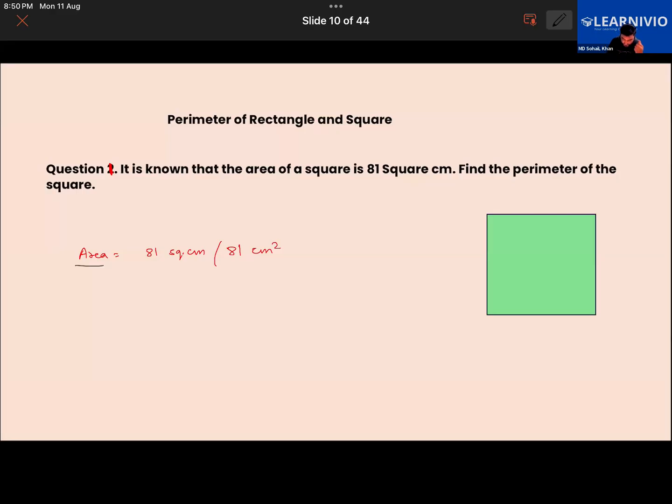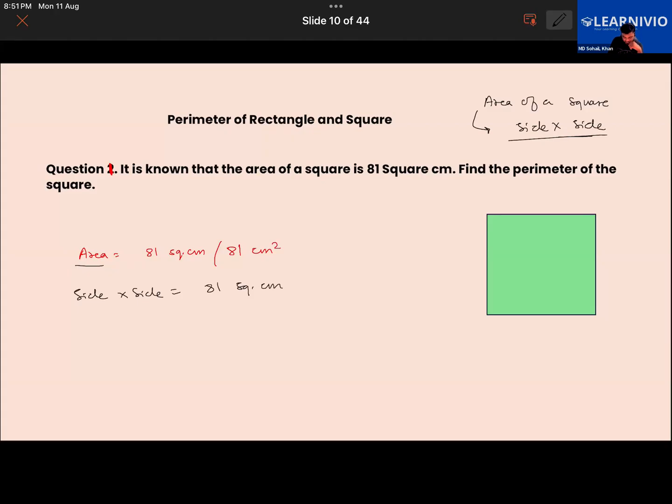So what do you know about the area of a square? How do we calculate the area of a square? What's the formula to calculate the area of a square? Habib, what about you? Look, what's the formula? For area of a square, it's side into side. So side multiplied by side is equal to 81 square centimeter.